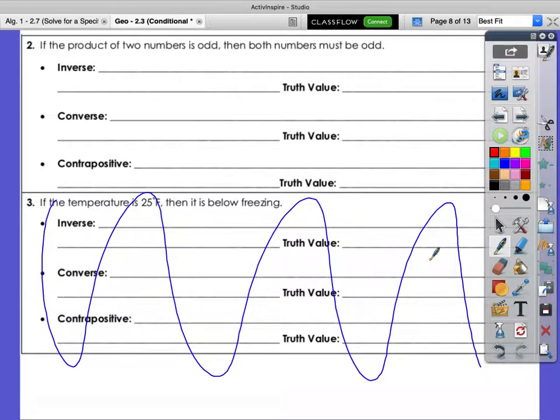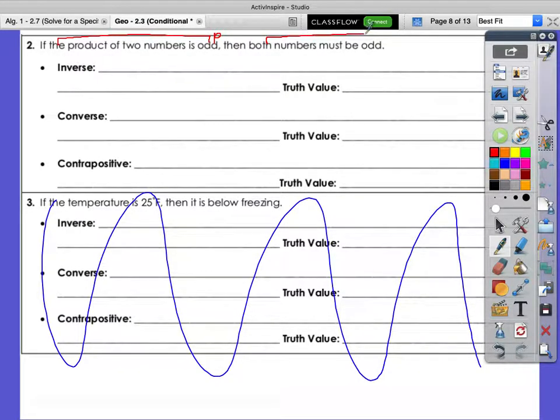So what's our hypothesis here? I think that's a good place to start. What's our hypothesis here, Wyatt? The product of two numbers is odd. We leave the if off and we say the product of two numbers is odd. That's our key. That's our hypothesis. So what's going to be our conclusion there, Taylor?